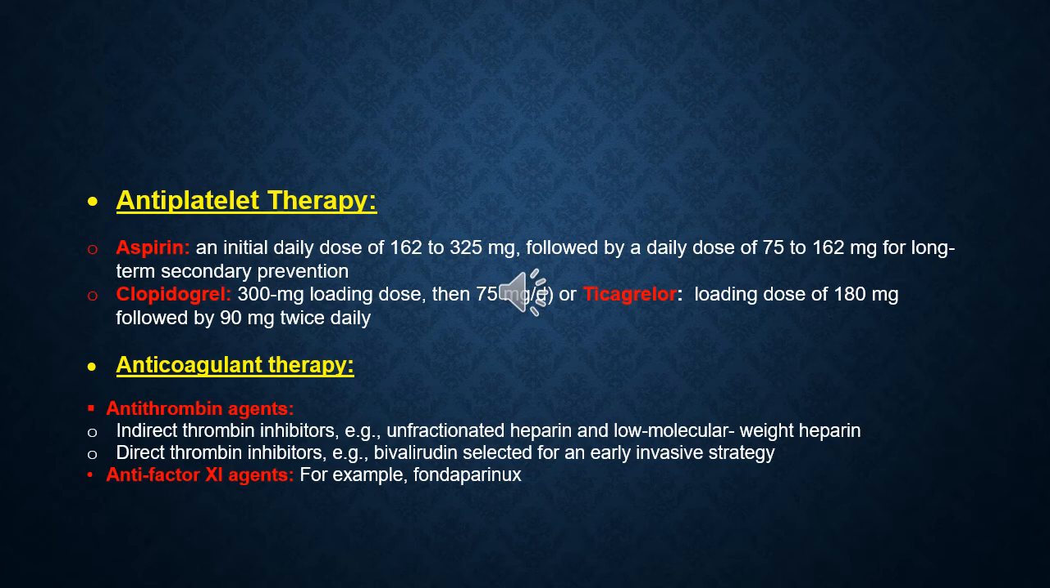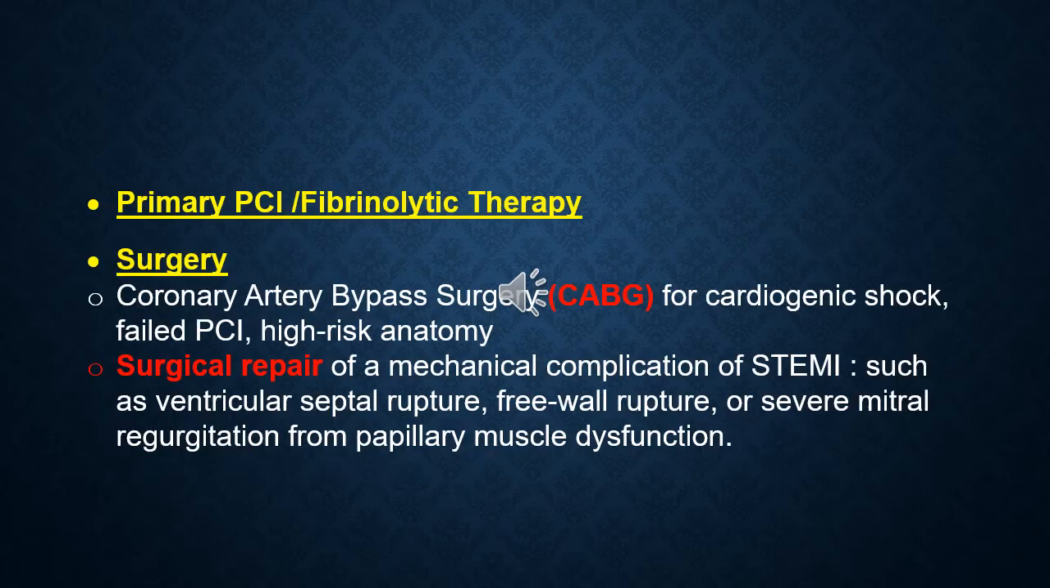For anticoagulant therapy, we have two classes of antithrombin, which are direct and indirect thrombin inhibitors. We have the indirect thrombin inhibitors like unfractionated and low molecular weight heparin. Direct thrombin inhibitors like bivalirudin are not routinely used, and anti-factor X inhibitors like fondaparinux.